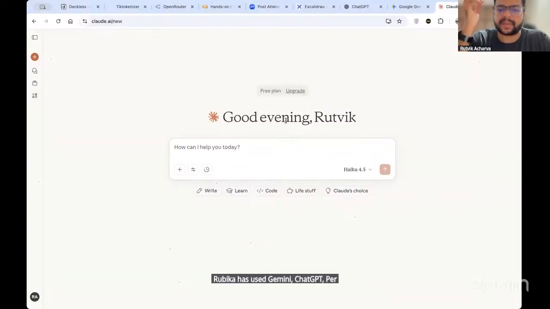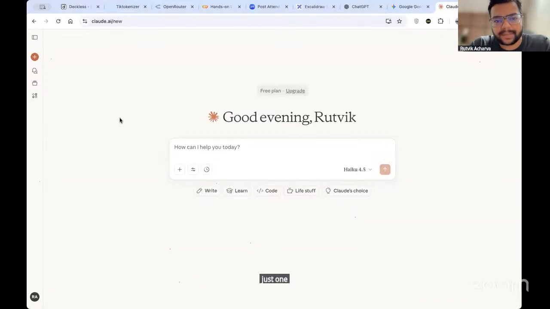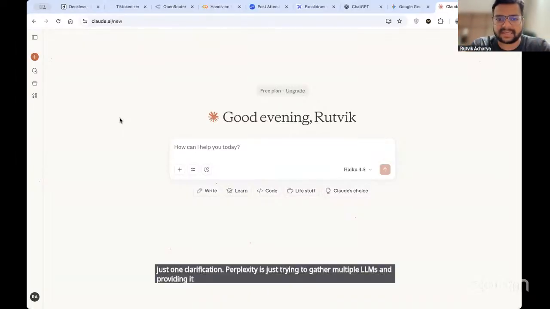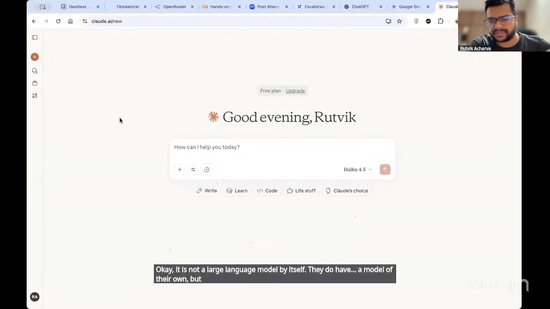Okay. So yeah, good point, everyone. Just one clarification. Perplexity is just trying to gather multiple LLMs and providing them to us in a single interface. It is not a large language model by itself. They do have a model of their own, but that's not such a great model or something that people generally use.